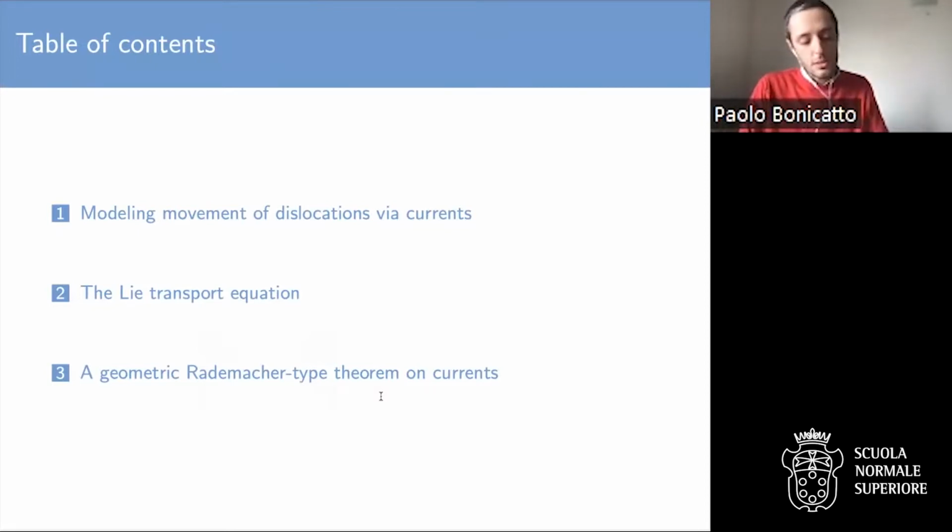So I'll start by providing you with some motivations behind our study, and with a very quick, mostly notational recap on the theory of currents, of Euclidean k-currents. And then, building upon this, I'll be able to write down our equation, the equation that we want to study, which is indeed a PDE of transport type on currents.